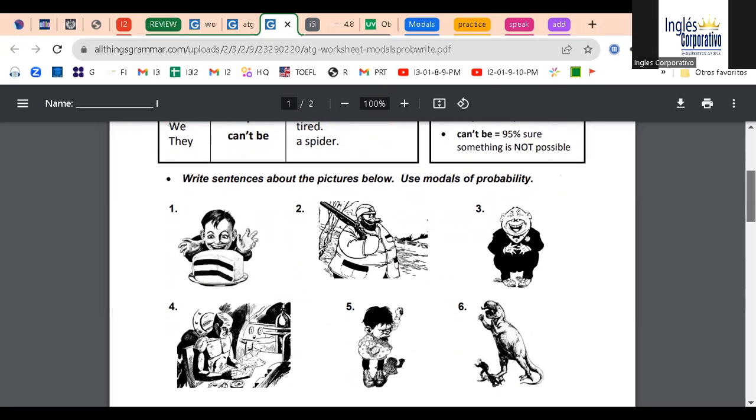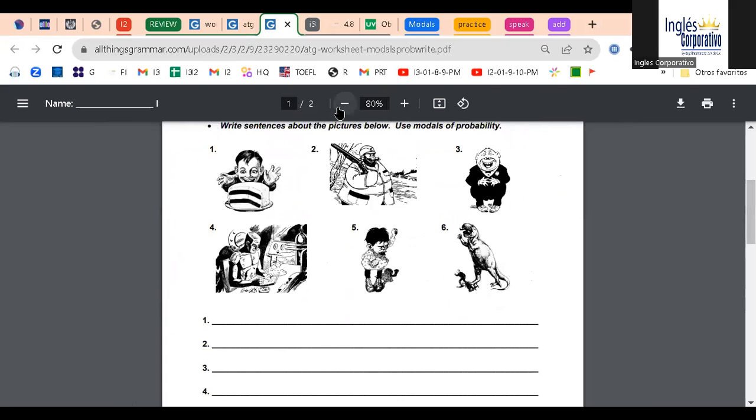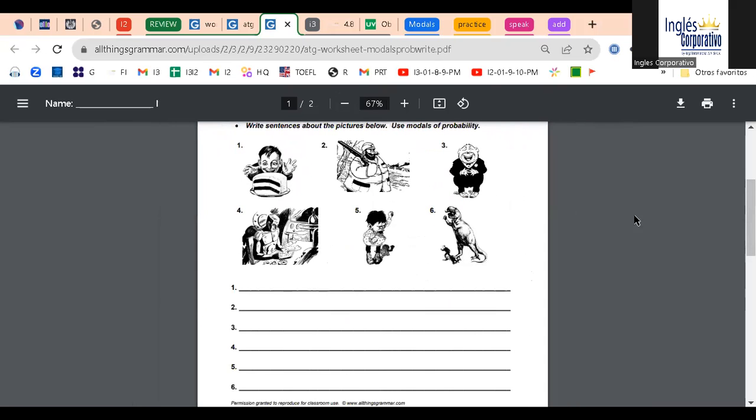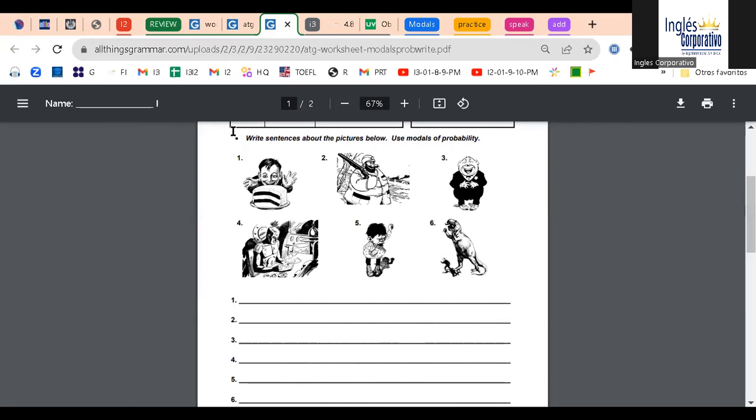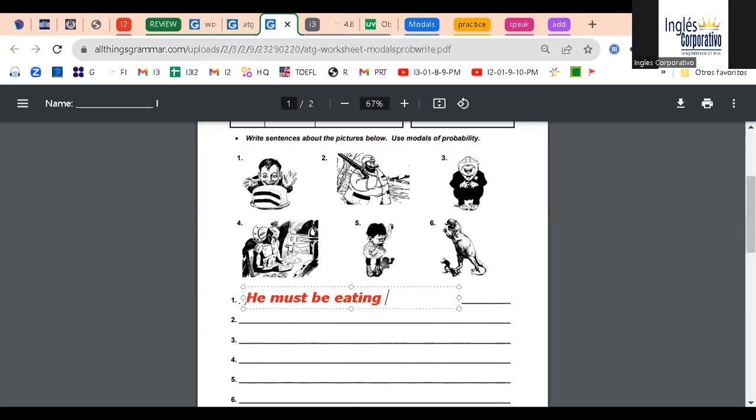So let's see. Write sentences about the pictures below using modals of probability. So try to give me some descriptions about these six pictures. Number one, what do you think? I'm going to help you with the subject. So let's write some sentences. What do you think? He must be eating the cake. Okay, yeah, could be.